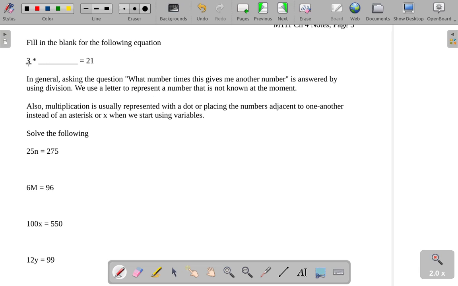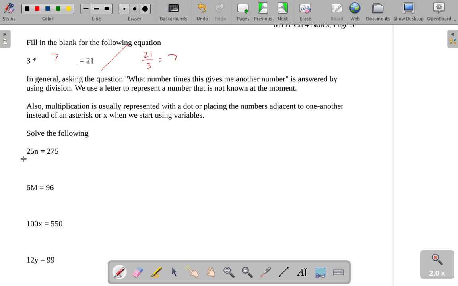Well, asking what number times 3 is equal to 21 is exactly asking, we can find that with division. Of course, this would be 7, because 3 times 7 is 21. But, like I said, let's say we don't know that. If we wanted to find this number, we'd do 21 divided by 3 to get that 7. So this question of asking what number times 3 equals 21 is exactly 21 divided by 3.